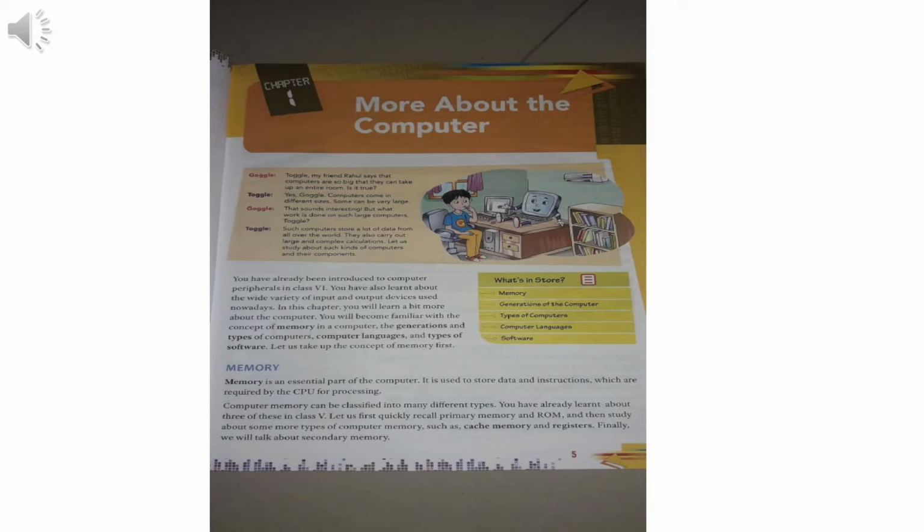Memory. Memory is an essential part of a computer. It is used to store data and instructions, which are required by the CPU for processing. Computer memory can be classified into many different types. You have already learned about three of these in class 5. Let us first quickly recall primary memory and ROM, that is read-only memory, and then study more types of computer memory such as cache memory and registers. Finally, we will talk about secondary memory.